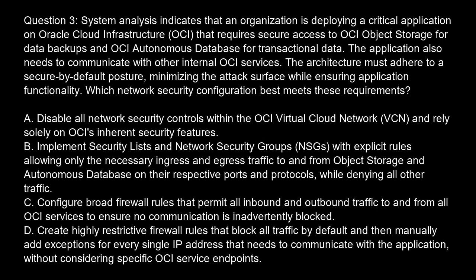Option A. Disable all network security controls within the OCI Virtual Cloud Network, VCN, and rely solely on OCI's inherent security features. Option B. Implement security lists and network security groups, NSGs, with explicit rules allowing only the necessary ingress and egress traffic to and from Object Storage and Autonomous Database on their respective ports and protocols, while denying all other traffic. Option C. Configure broad firewall rules that permit all inbound and outbound traffic to and from all OCI services to ensure no communication is inadvertently blocked.